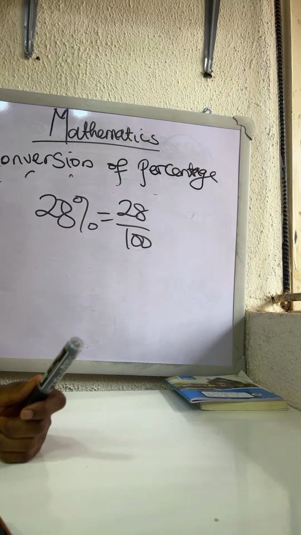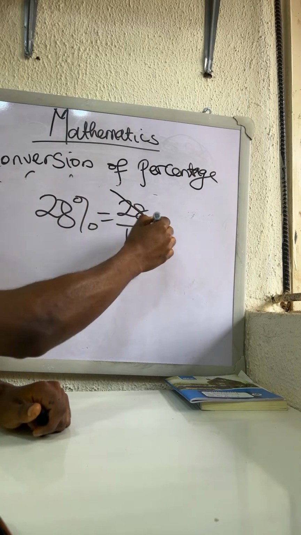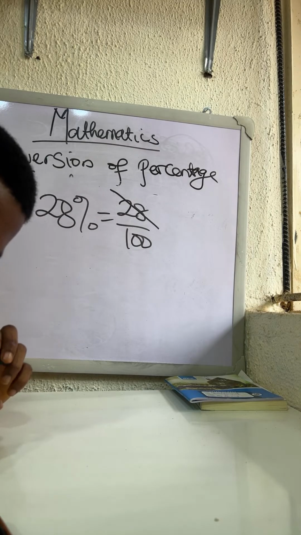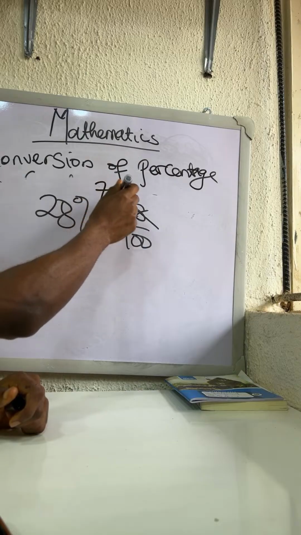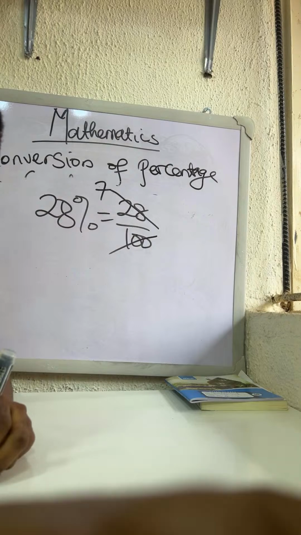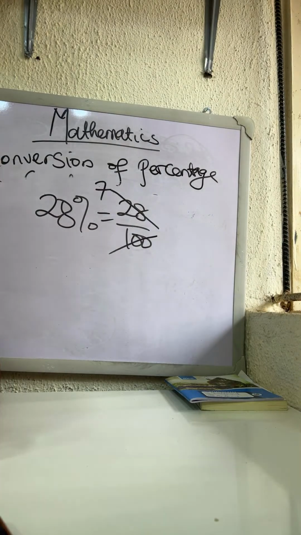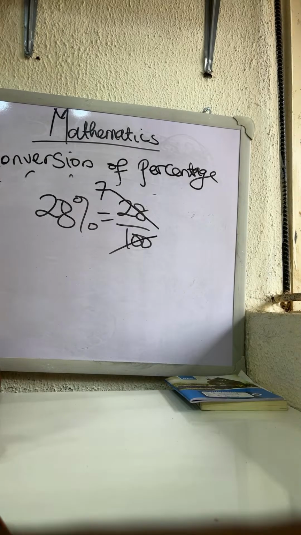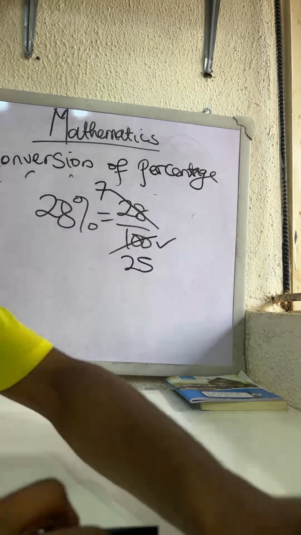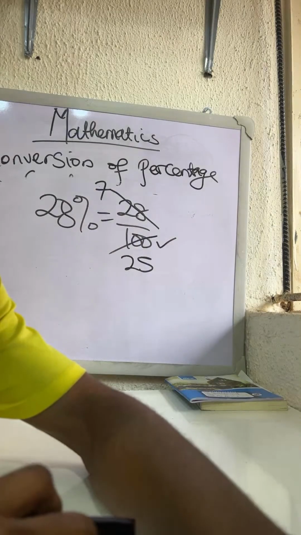So what you observe is that 4 can divide 28. If 4 divides 28, what are you getting? 7. And 4 divides 100 is what? 25. 4 divides 100 is 25, and that's the answer. Okay. Clap for yourself, please.